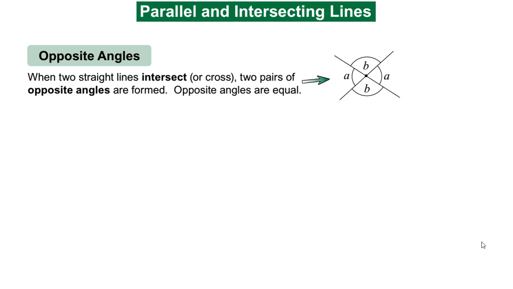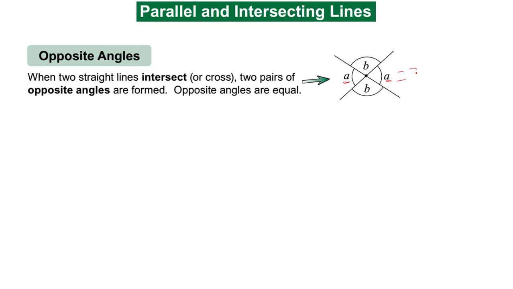We're going to start with intersecting lines. Now, when two lines intersect, they make an x. If you look at this line here, this line and that line basically just make an x. So when two straight lines intersect, or where they cross, two pairs of opposite angles are formed, and opposite angles are equal. So when you draw an x, the angles that are opposite, for example, this angle here, is opposite to this one. Now, if they're opposite, they're normally equal.